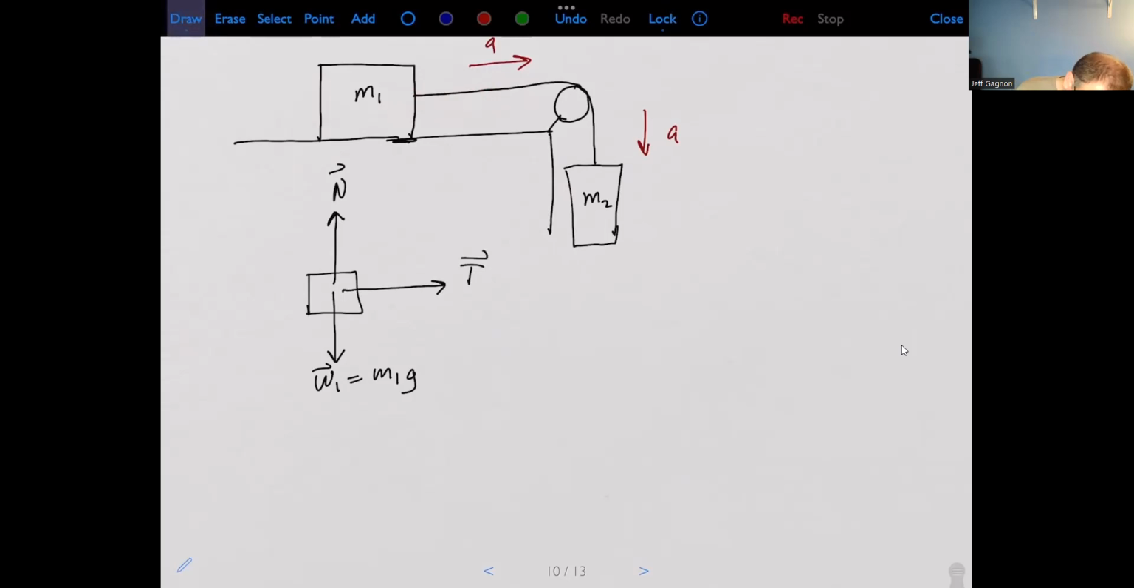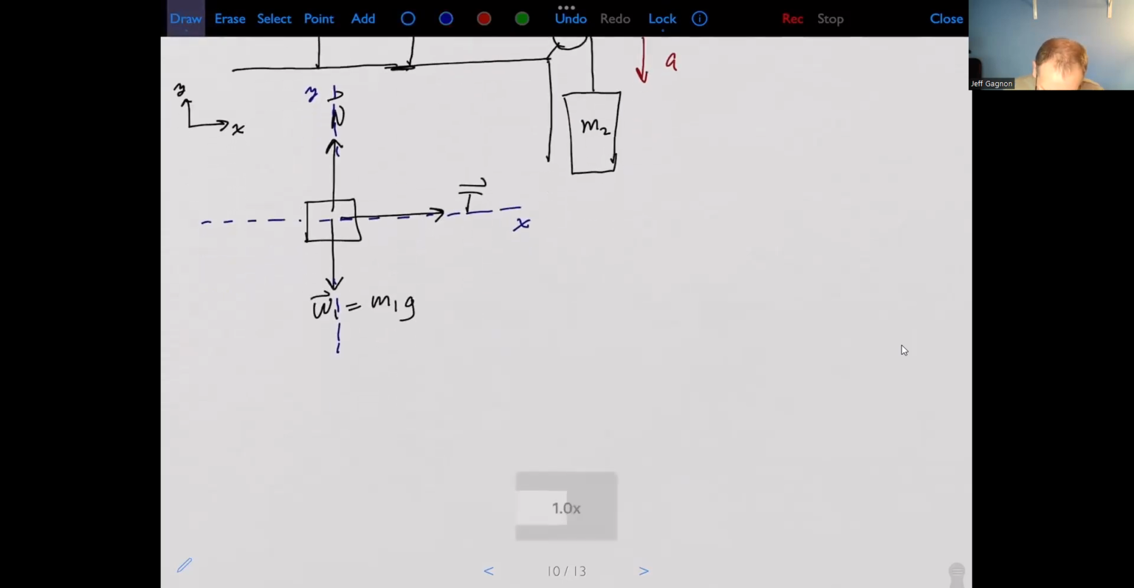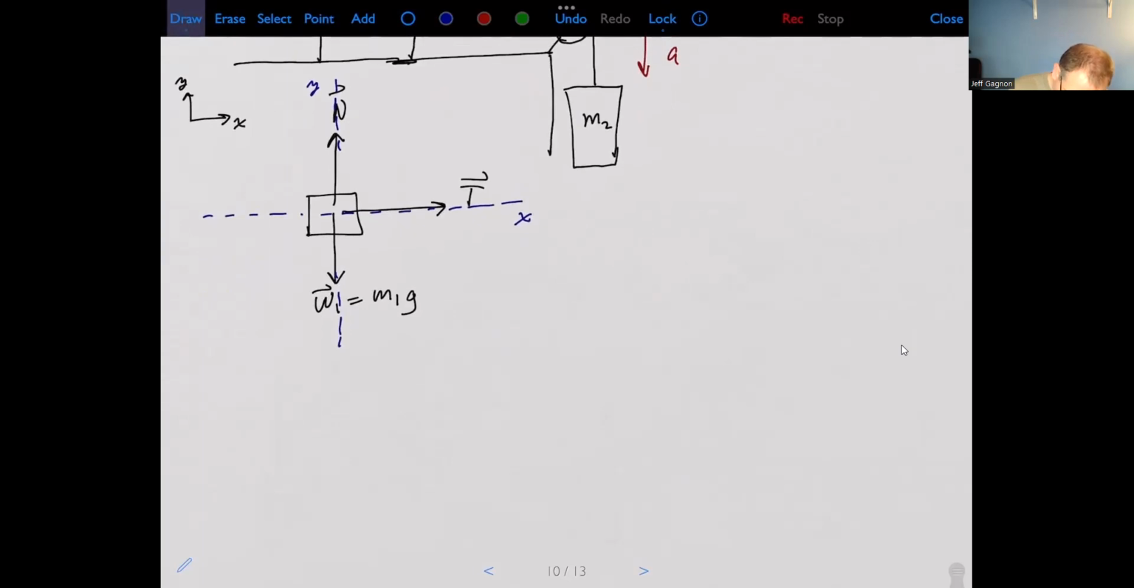Okay, so let's use our standard coordinate system of x going to the right and y going upward. Here, I'll even draw it in. So that means x is along this, and then y will be perpendicular, upward. This is y. And then let me apply Newton's second law in the y direction and the x direction for this mass one. So I'll do the y direction first, and then I'll do the x direction.